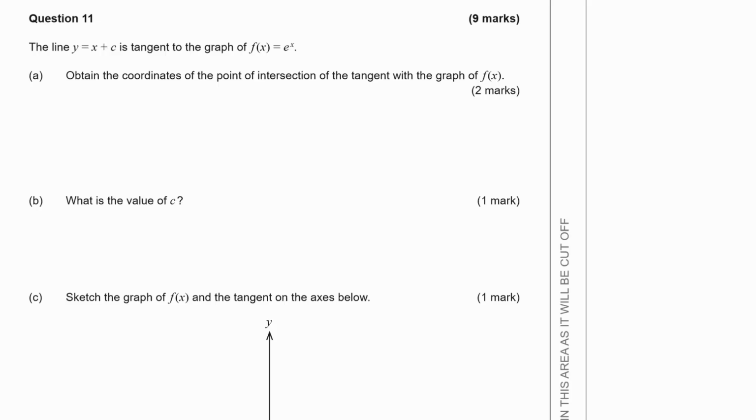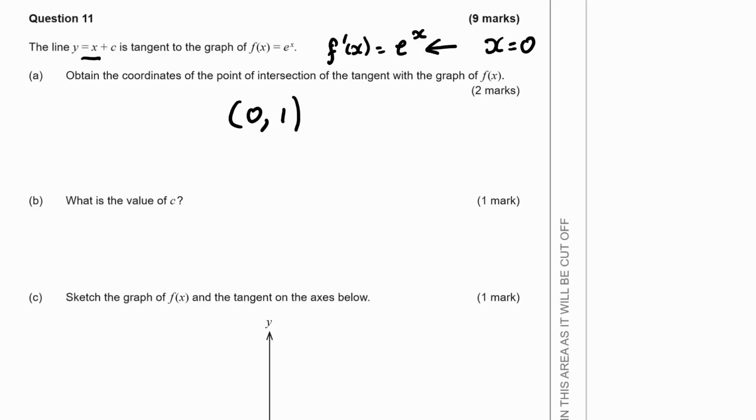The line y equals x plus c is the tangent to the graph of f of x is e to the x. We know that f dashed x is also e to the x here. We want to obtain the coordinates of the point of intersection of the tangent with the graph of f of x. Now there's only one place that this can be 1, which is the gradient we have here. And that's when x is equal to 0. So in other words, it's when x is 0 and e to the 0 is 1. So it will be at 0, 1.